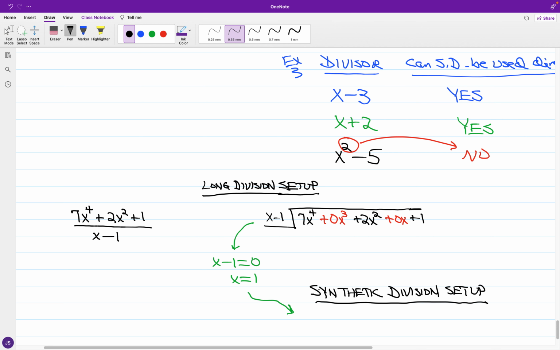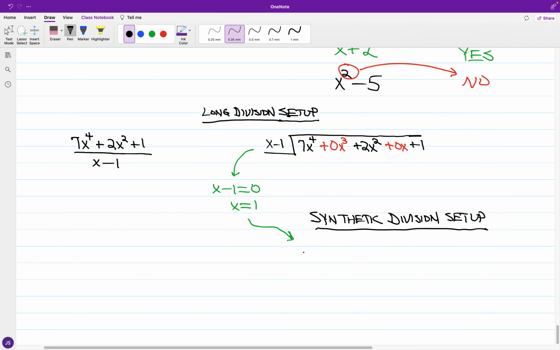What's going to happen here? By itself, you have the constant 1, the 0 of the divisor. And on the other side, you want to put in the constants. So you have 7 for x to the 4th. And if you have missing terms in the dividend, you're going to have to use 0 placeholders.